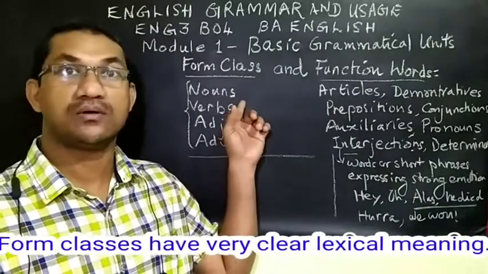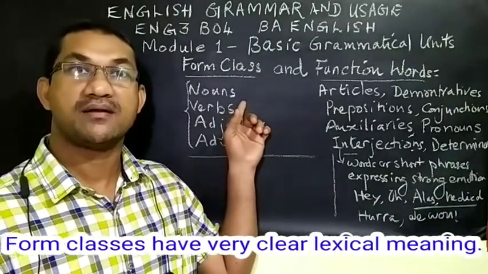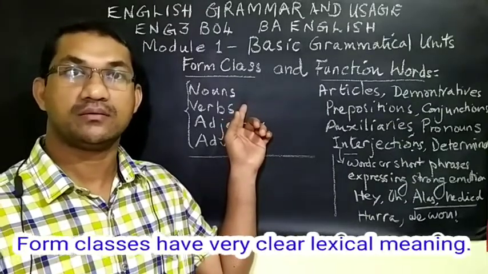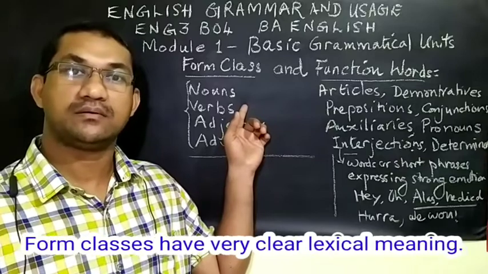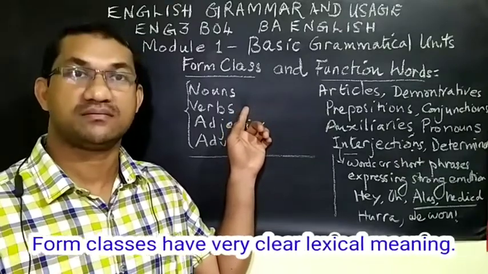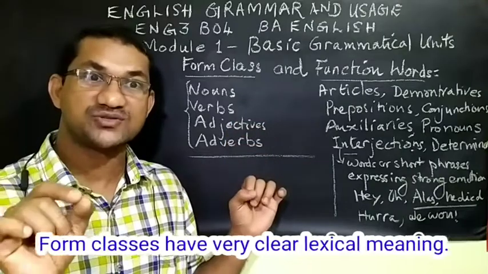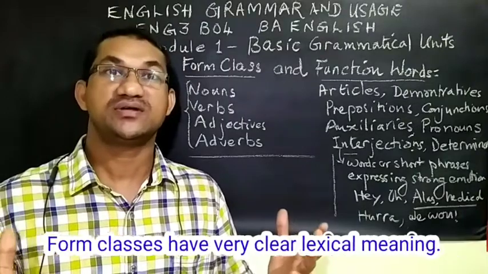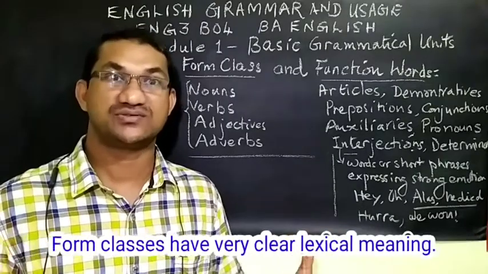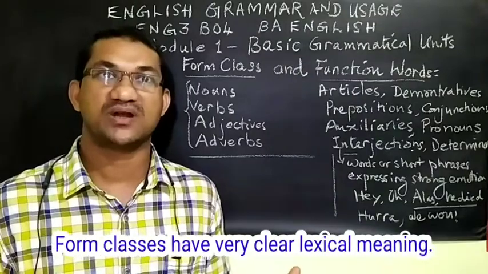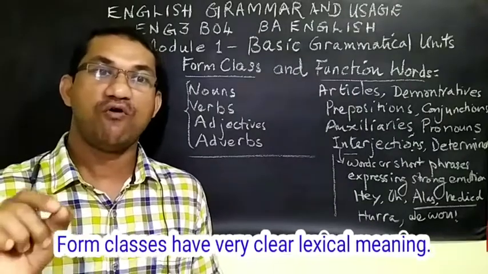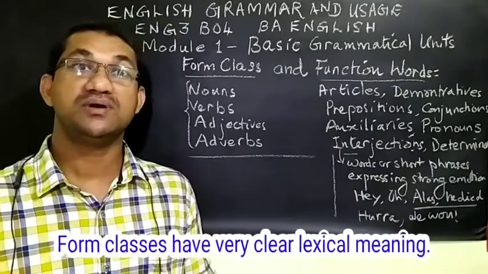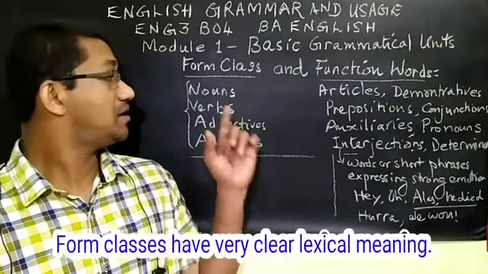And noun, when we say man, umbrella, tree, apple, we get a meaning. So from the exam point of view, this is very important for us. We have to write a short paragraph on form classes. What are the features of form classes? And we have to say that form classes, feature number 1, they have reasonably clear lexical meaning.